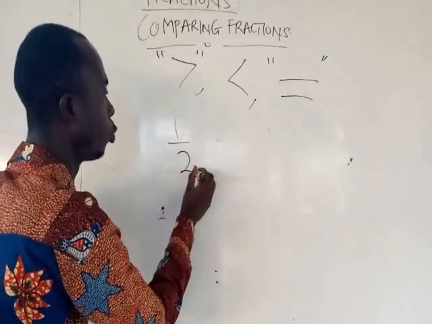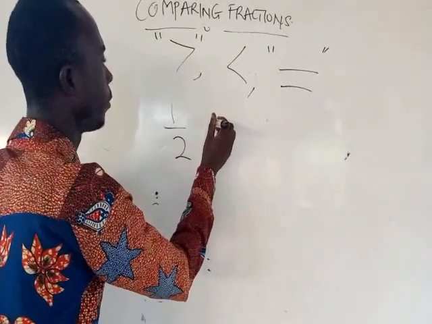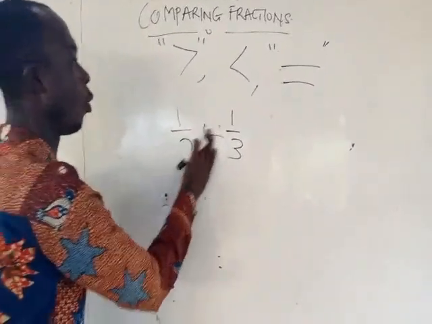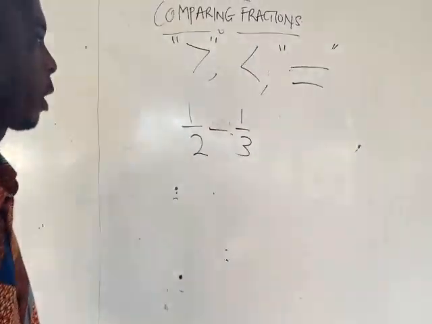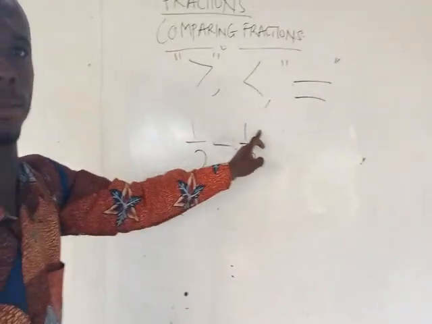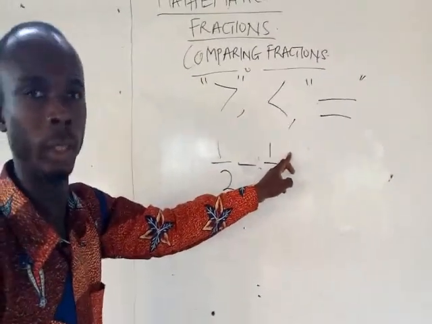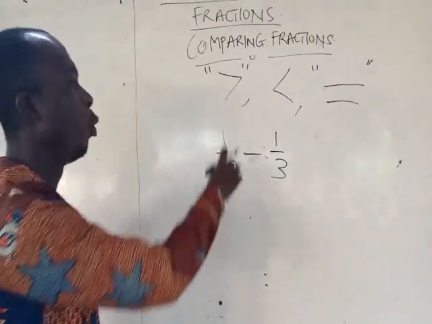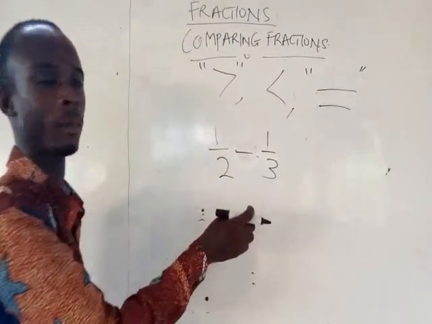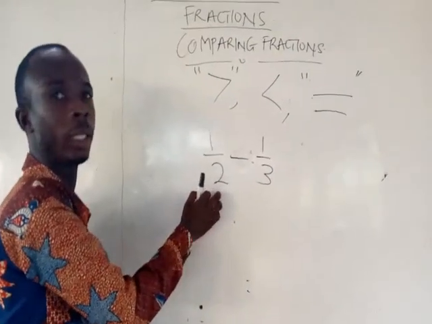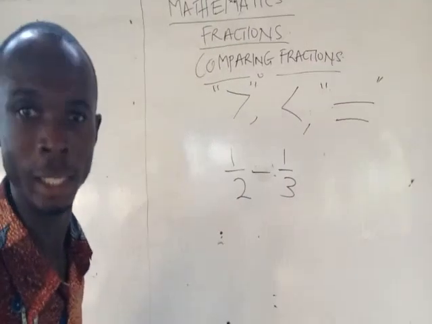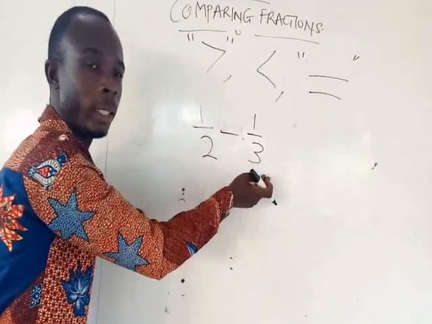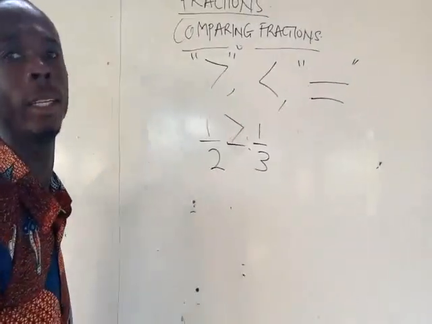When given 1 over 2 and 1 over 3, if you are asked to compare these fractions, you see we are given same numerators. Same what? Numerators, but different denominators. And I'm saying if you are given same numerators, the one with the least denominator is always the greatest what? Fraction. This means half is greater than what? 1/3. So you use greater than here.